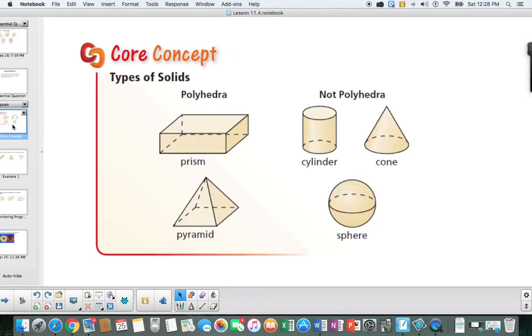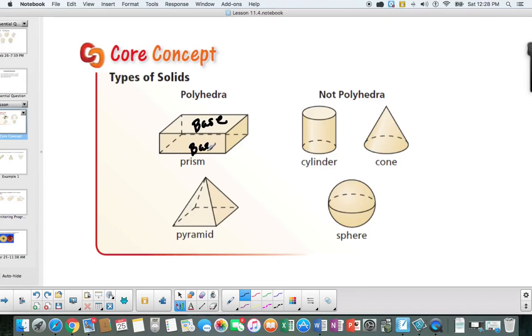Types of solids. Polyhedra, which are made up of polygons, and in these two are polyhedra. One is called a prism. You can identify a prism because the bases are parallel and congruent. So this base and this base are parallel and congruent. This one only has one base, and it has a point here, and so that's called a pyramid. These are not polyhedra because one of the sides is actually not a polygon, but a circle. And of course this doesn't even have any polygons there.